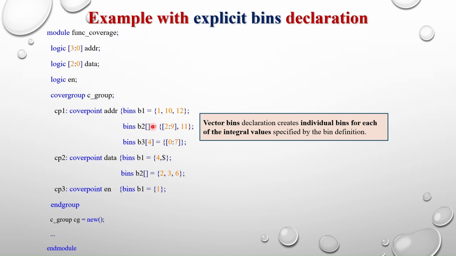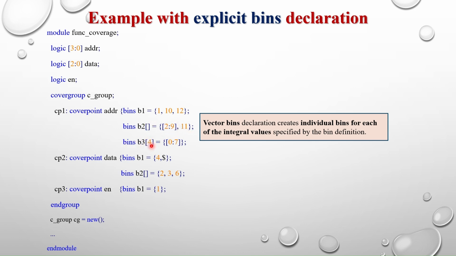So when the size is not specified or fixed in the vector bins, then it will create bins equal to the number of elements in the set. Okay, here I have 2 elements. So 2 bins will be created because size is not fixed here. So when the size is not fixed, the number of bins will be equal to the number of elements. Okay, here since I have 2 elements, 2 bins will be created.